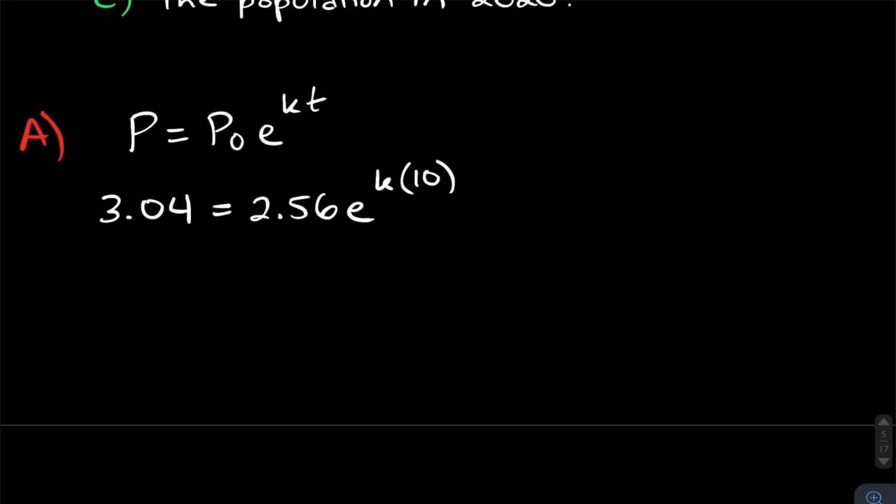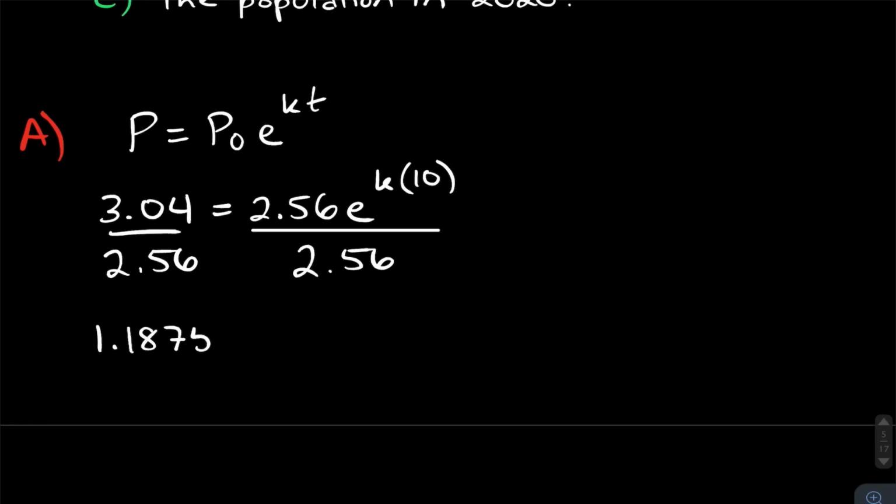So, now that we have this, we just solve for k, okay? How we're going to do that, we're going to isolate this exponential, and then we can take natural logs of both sides. But how do we isolate that exponential? We need to divide by 2.56 on both sides. In doing that, we are going to get 1.1875 is equal to e to the 10k. Now that we have this, we take the natural log of both sides.